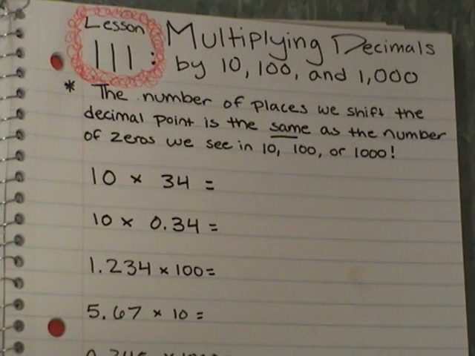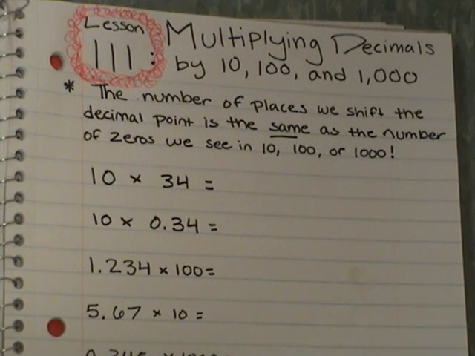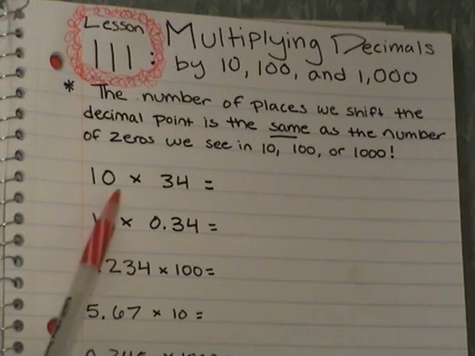Okay, go ahead and write this down. This is very important. The number of places we shift the decimal point is the same as the number of zeros we see in 10, 100, and 1,000. So this is true. We're going to do this problem first.